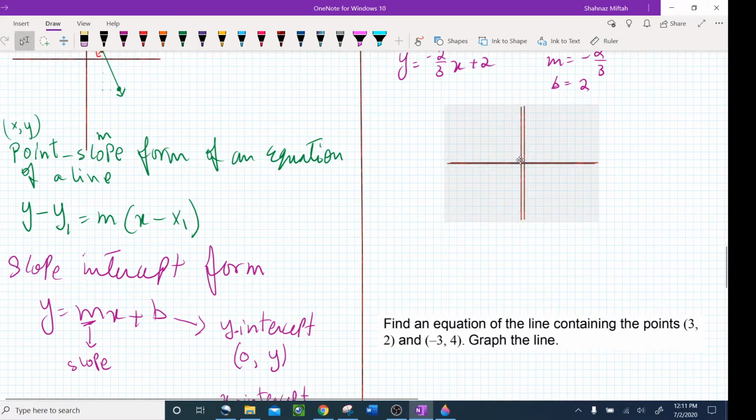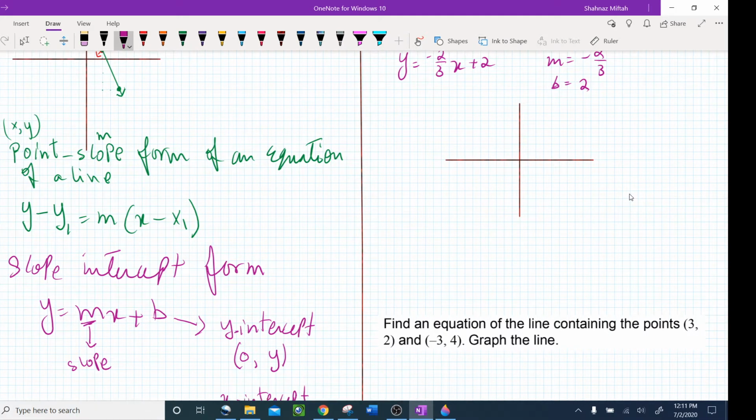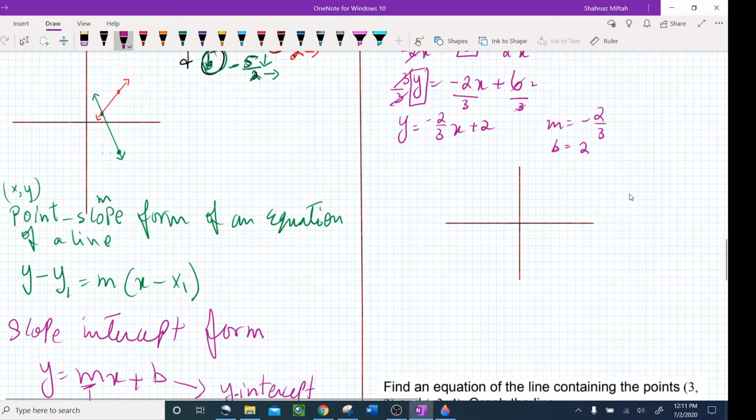Okay. Here you go. Let's graph. Let's move this just a little bit more. Okay. Now, how do I graph this? Remember that. Always remember this, okay? I'm going to use a different color.